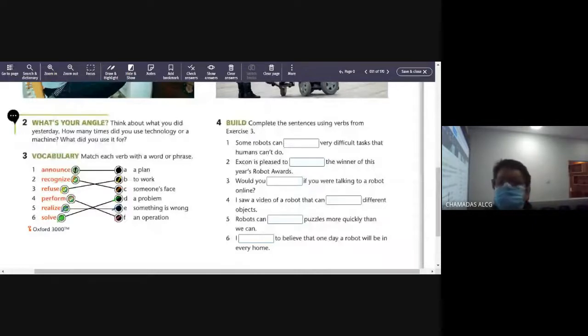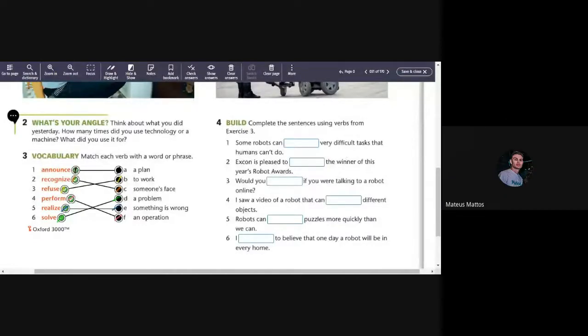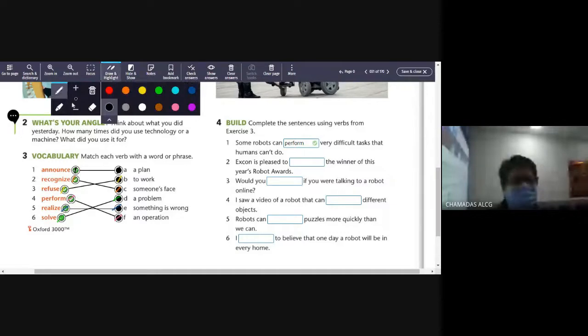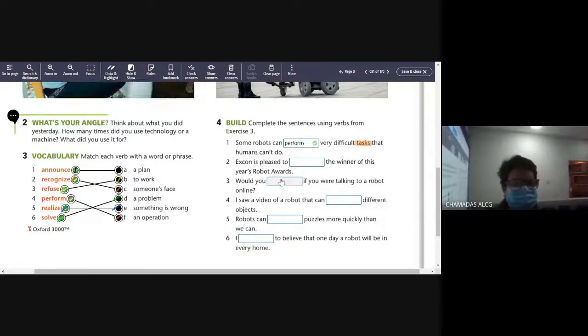Some robots can blank very difficult tasks that humans can't do. Can solve? Let's see. I think there is a better word. Perform. They can perform tasks. What's the meaning of tasks, people? Activities, yeah. So perform. Okay, it's the best one.